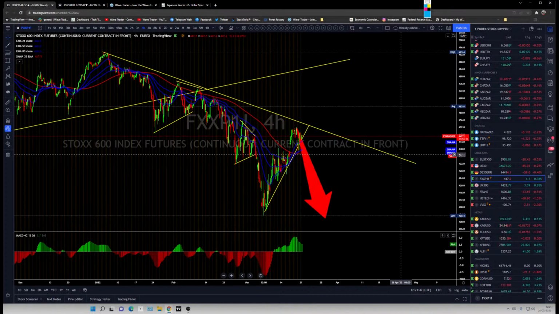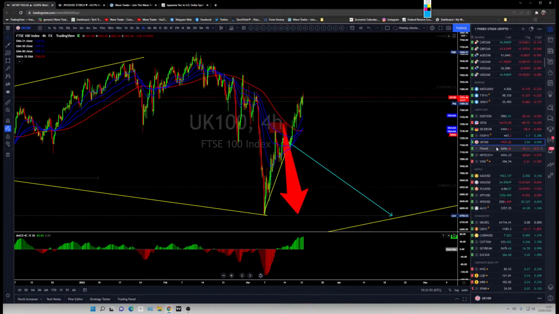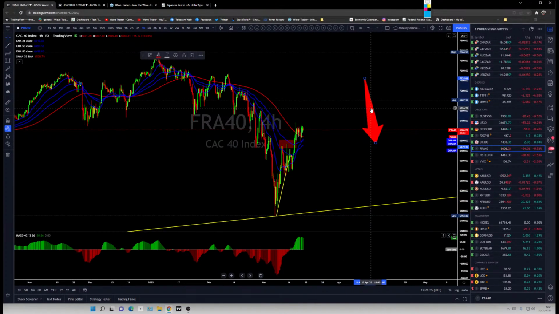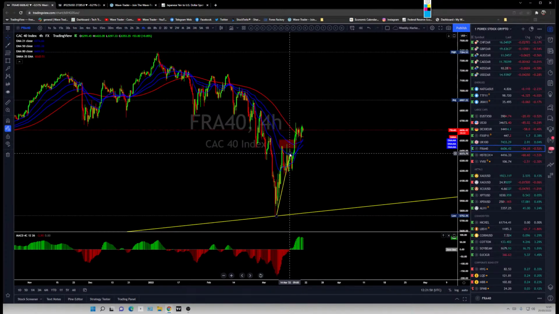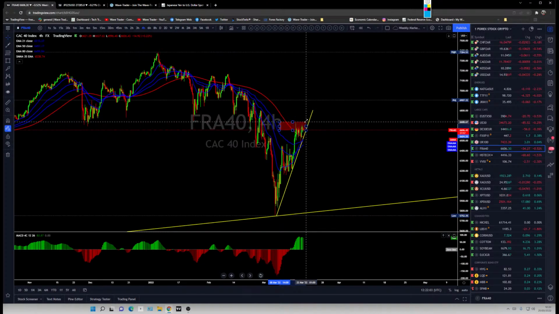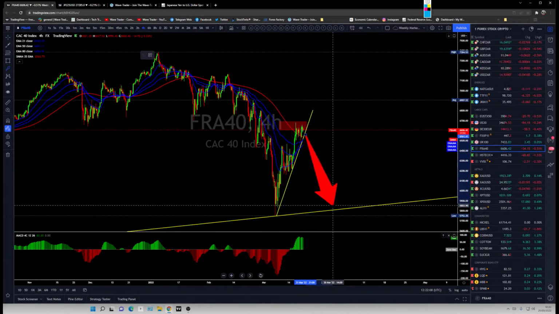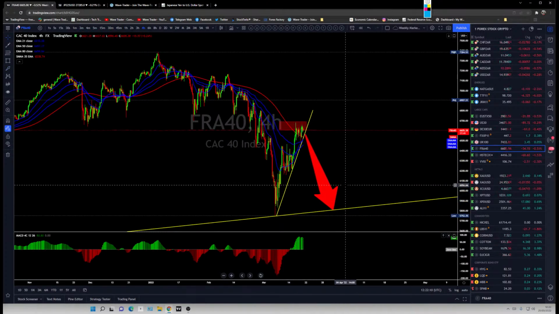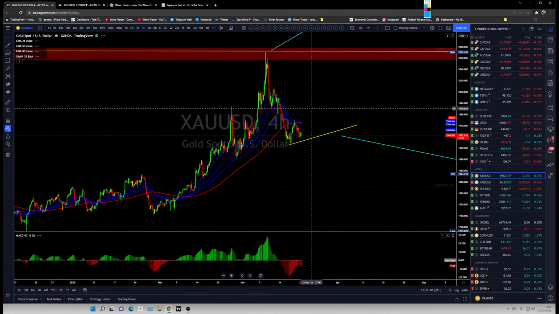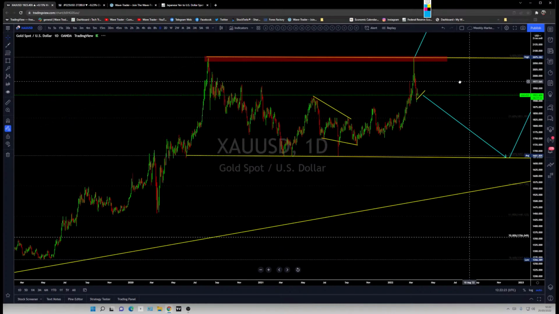Same goes with the Stock 600. I'm going to ignore the UK 100 index. Same goes with the Franc 40. All right, so hold those moving averages and fall down for another leg lower. So trade with care. I'm showing a bearish move on the indices. Trade with all precautions, because the market is believing that the worst is over. I don't think that the worst is over.